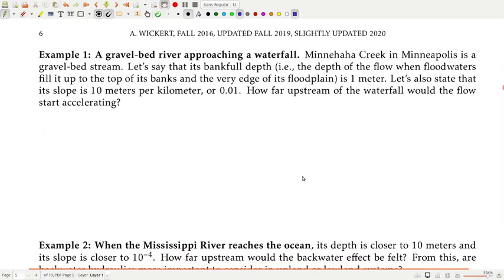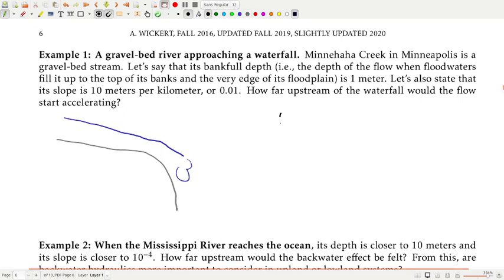So the first example I have here is a gravel bed river approaching a waterfall. Right here we have a riverbed, and then it goes off over this waterfall. We have this accelerating flow that shoots off the edge right there and starts to tumble down. We're going to use our example, Minnehaha Creek in Minneapolis, which is a gravel bed stream. And let's say that the bankfull depth of the river is about 1 meter.